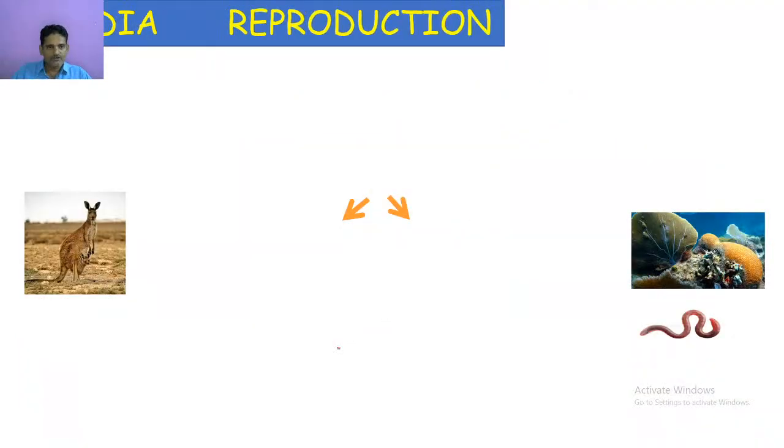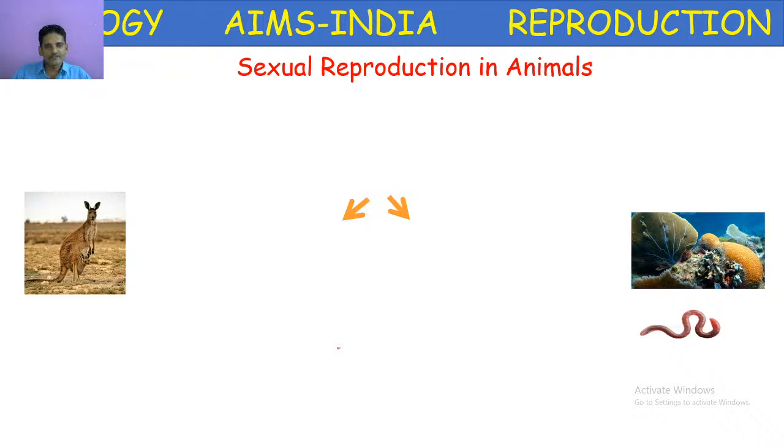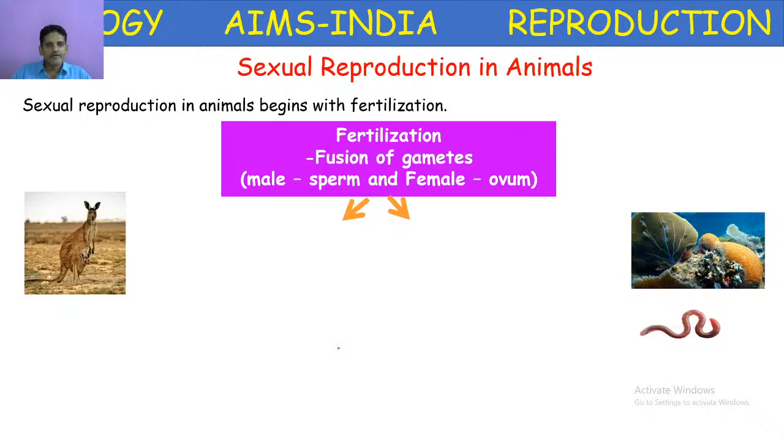So let us proceed to reproduction in animals. In animals also, both sexual and asexual reproduction take place. Sexual reproduction in animals begins with fertilization. First comes the production of gametes, then fusion of gametes takes place. The male gamete is the sperm and the female gamete is the ovum, or egg.